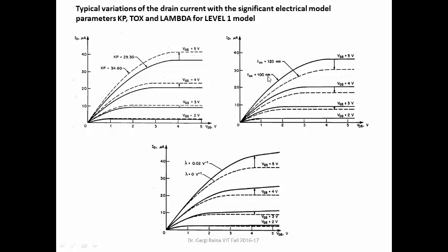Similarly, the second graph is looking at the variation on these characteristics by varying TOX from 120 nanometers to 100 nanometers. And then you have the third graph which is looking at the variation of lambda, the channel length modulation parameter, which is varied from 0.02 volt inverse to 0 volt inverse, where you are not considering any channel length modulation, whereas here you consider some small channel length modulation, and you can see that there is a significant change when you are including the channel length modulation in the IV characteristics.